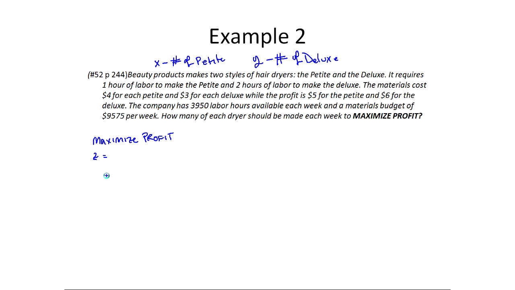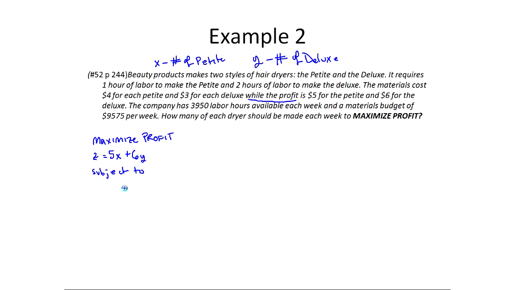Now, if I'm going to read through again, it says the materials cost, blah, blah, blah, while the profit, there we go. While the profit is $5 for petite. So every time I make a petite one, I get $5, or every time I sell it, and then $6 for the deluxe. Okay, so we want to maximize this. And now we have constraints, so we have budgets and stuff. So this is subject to, all right, what's our first constraint?